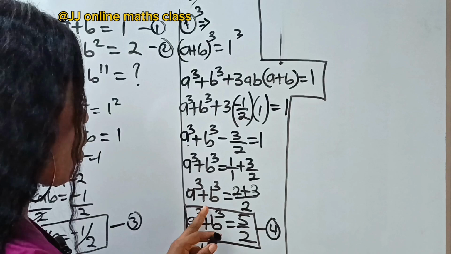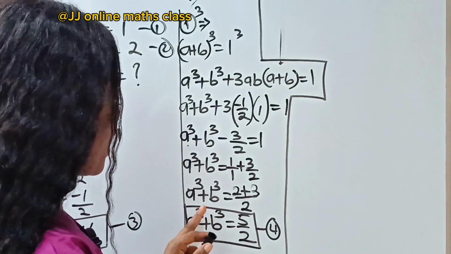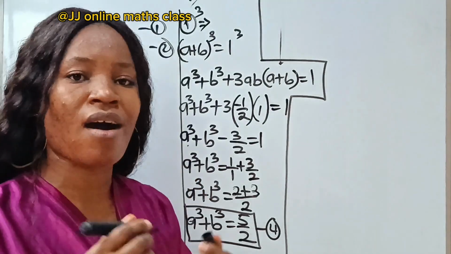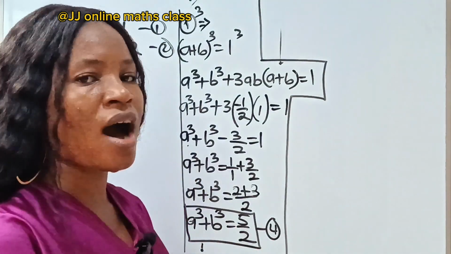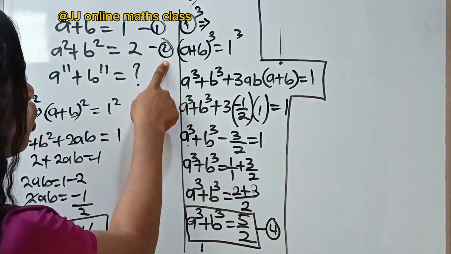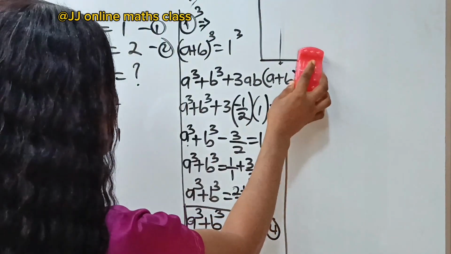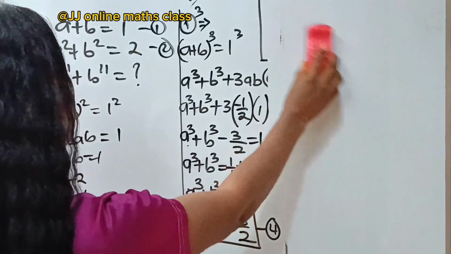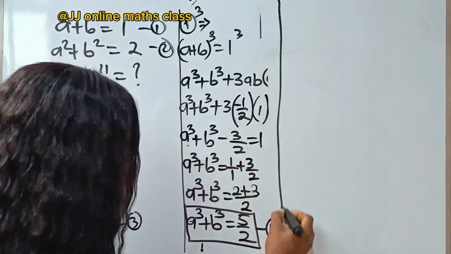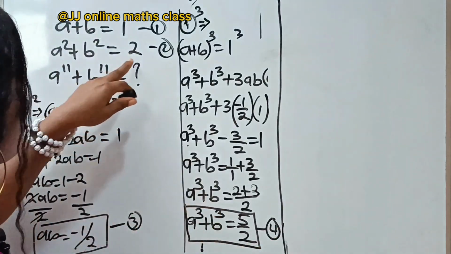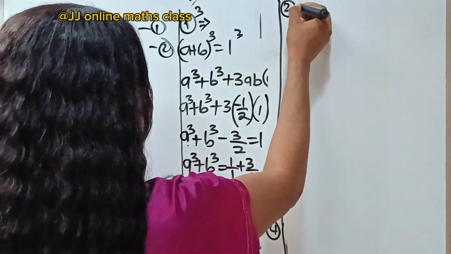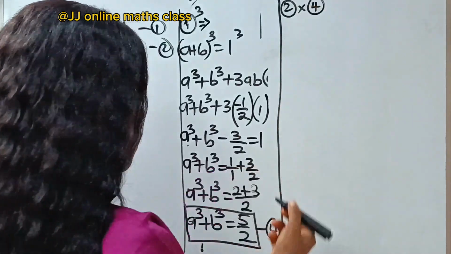With this a to the power of 3 that we have gotten, we can multiply a to the power of 3 by a to the power of 2 to get our a to the power of 5, right? Now, how do we do that? We need to multiply equation 4 by equation 2. Now, permit me to clean this, just so that I will have enough space to work with. All right, so let's multiply equation 2 by equation 4.